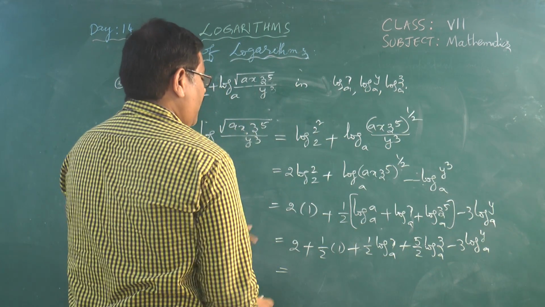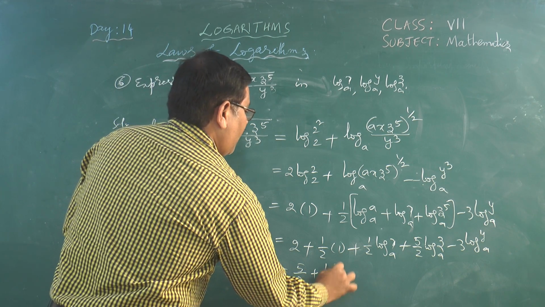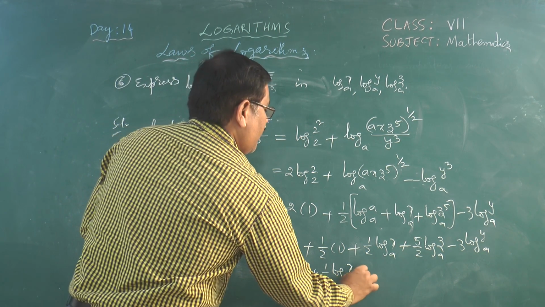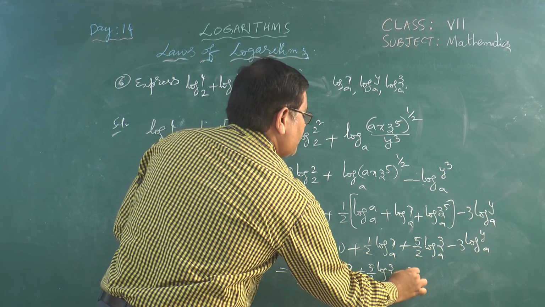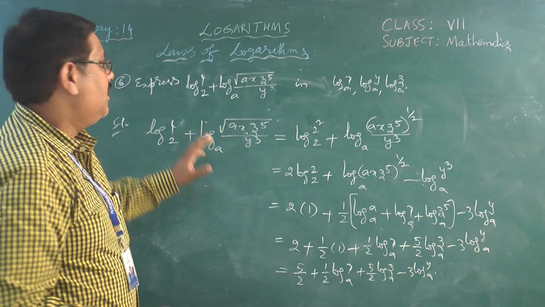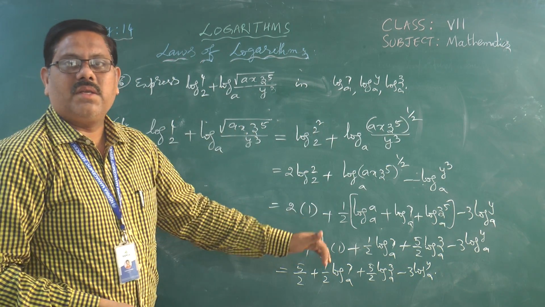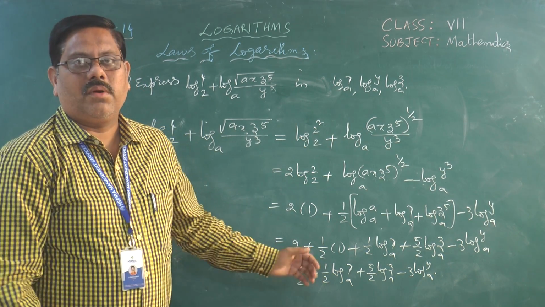If you further simplify that, 2 plus 1 by 2 gives you 5 by 2 plus half log x base a plus 5 by 2 log z base a minus 3 log y to the base a. This is how we can convert the given question into log x base a, log y base a and log z base a terms. Okay, so that is how we can solve the problem in this.